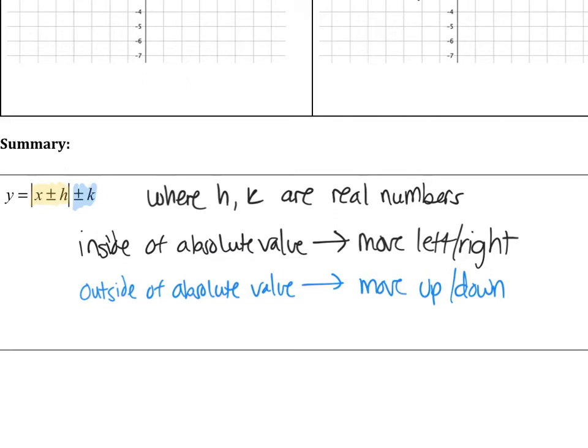And remember, when you're working with the inside of the absolute value, where it's telling you to move left and right, remember it's opposite thinking. So I was going to say think opposite, okay? So if it's a minus 2, you're going to go right, and if it's a plus 2, you're going to go left. It's kind of opposite thinking there.